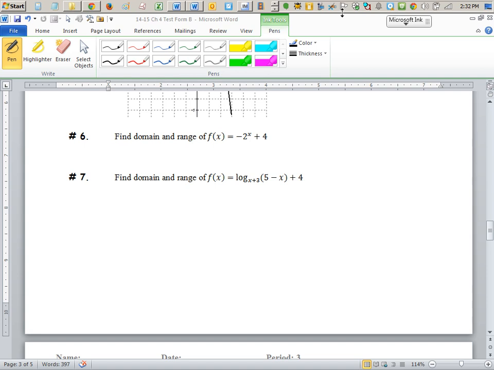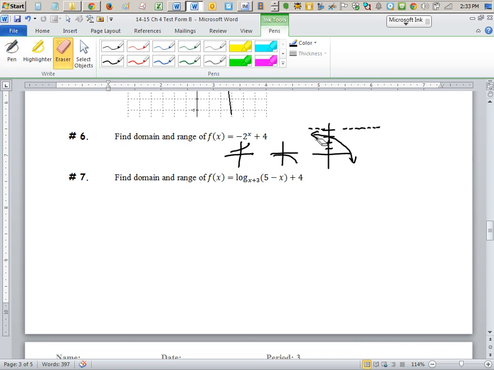Okay, the next question says find the domain and range. Now, this is just an exponential function, so you could actually even draw it if you wanted. 2 to the x looks like this. The negative means it's upside down, so that'd be like this. The plus 4 means you're shifting up, so basically it looks like this. Shifted up 4, so that there's a horizontal asymptote at y equals 4. We have an upside down exponential graph.